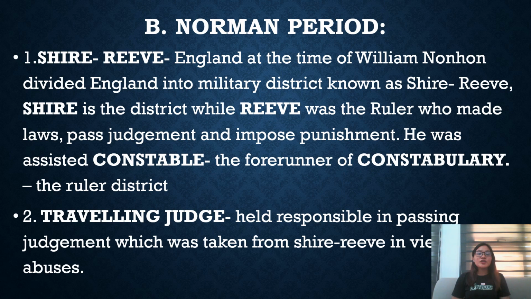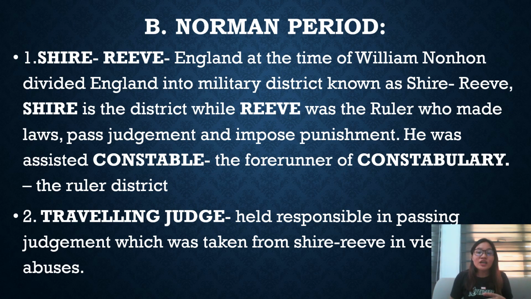Next, we have Norman period. Okay? Sa Norman period naman, we have sheriff. Sheriff, England at the time of William the Conqueror divided England into military districts known as shires. Shire is the district, while Reeve was the ruler who made laws, passed judgment, and imposed punishment. Ang tawag nila doon sa district na yon is shire. Pero yung pinaka mataas doon sa district na yon, ang tawag sa kanya is Reeve.